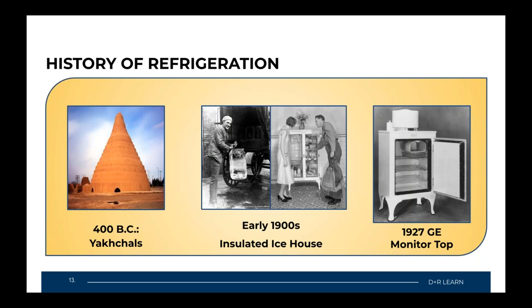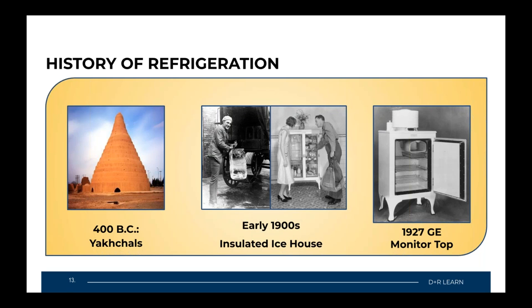These are still used today. In these types of refrigeration processes, the yakhchal, the conical ice house, is still used today in a lot of countries, and you'll find them in certain areas of the world, such as Iran, Afghanistan, and Tajikistan. These are just some of the places that yakhchals are still being utilized today. The term yakhchal is also used to refer to modern refrigerators.